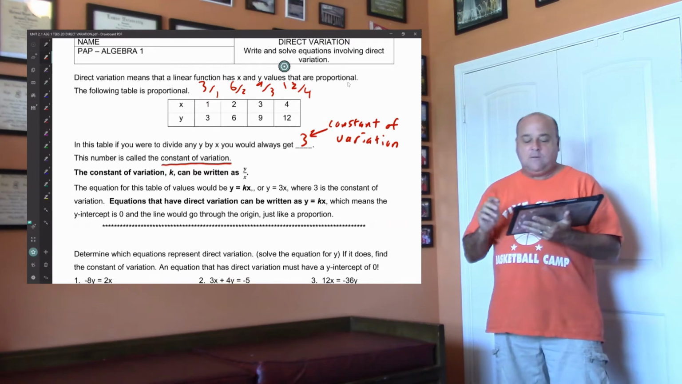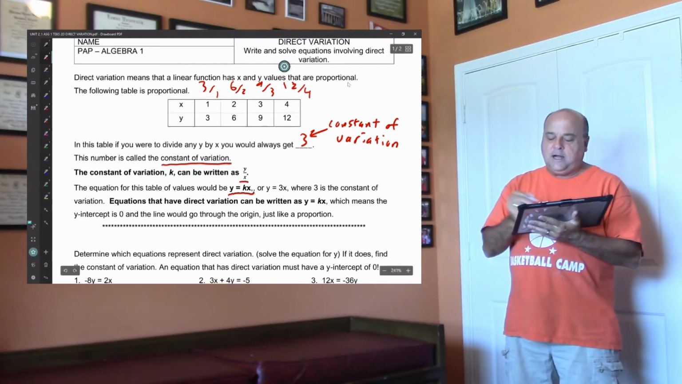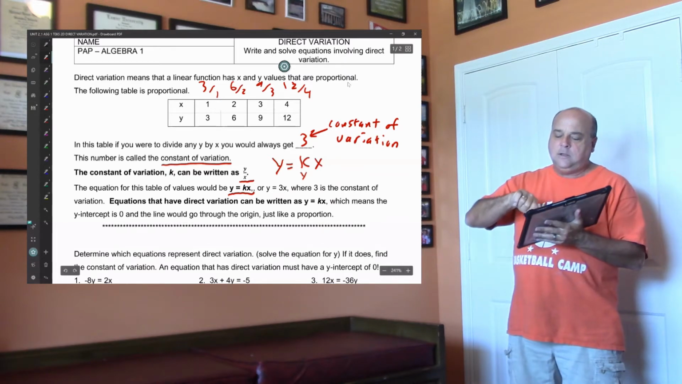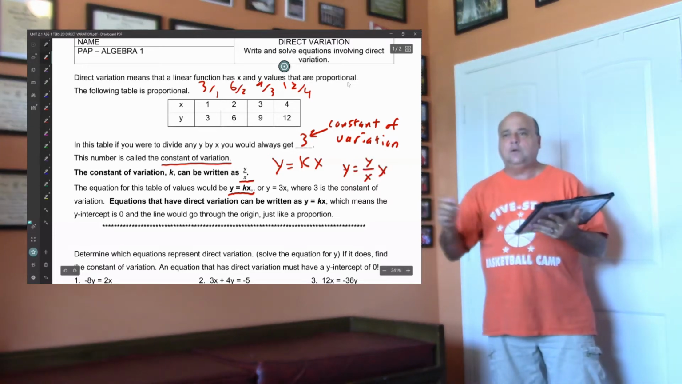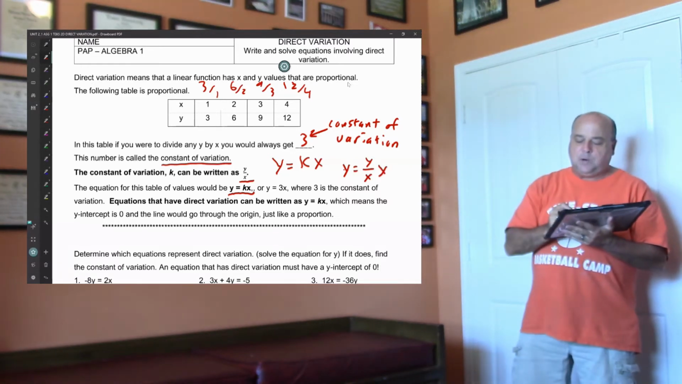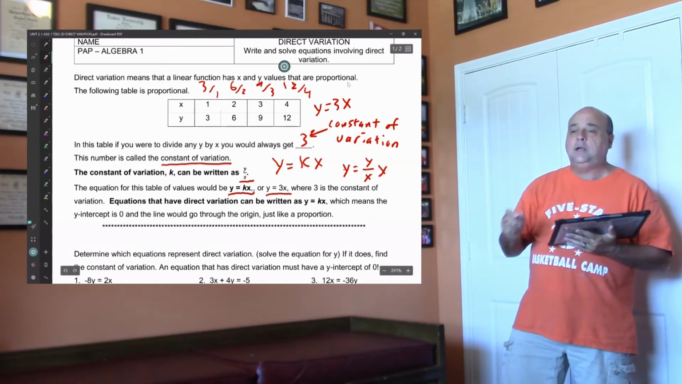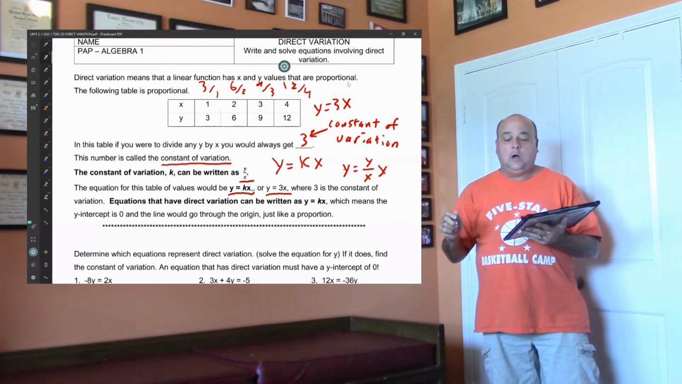Constant of variation. Now, this is important right here. This is how you write direct variation. So direct variation will be y equals kx, and the k is y over x. That's how you write direct variation problems. In this problem here, the equation would be y equals 3x, wouldn't it? If you take any x and multiply it by 3, you always get the y.